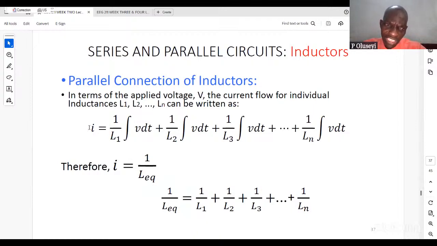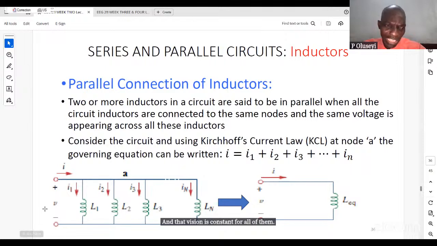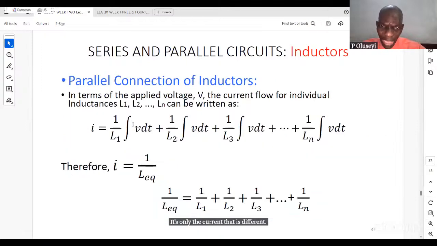So for current, it is 1 over L1 integral of V dt. And that V is constant for all of them. That's what I told you. I said the same voltage drop across all of them. It's only the current that is different. So you can see that now here. Voltage is equal for all of them. So varying in voltage with time will be equal for all of them.